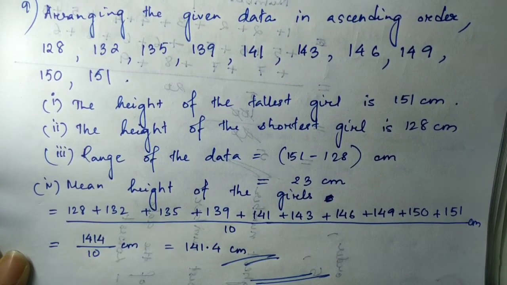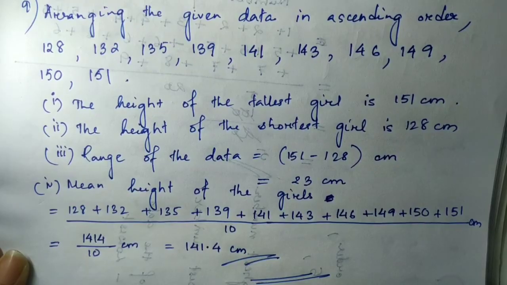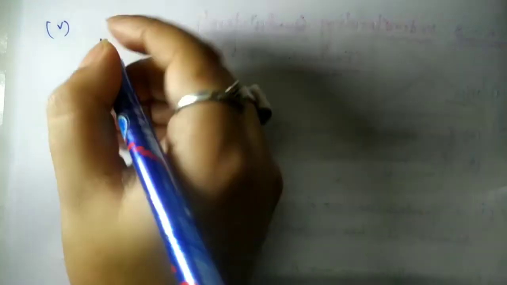This is the mean height of the girls. Last question number 5. Let's do that. Fifth one, the last question, where it's given as how many girls have heights more than the mean height. More than means the mean height is 141.4 centimeter. So how much that is more? You have 143, 146, 149, 150 and 151. So how many? 5 girls have more than that.